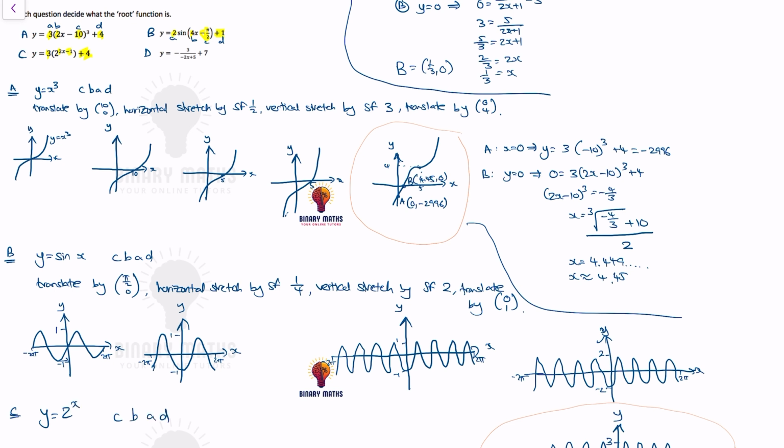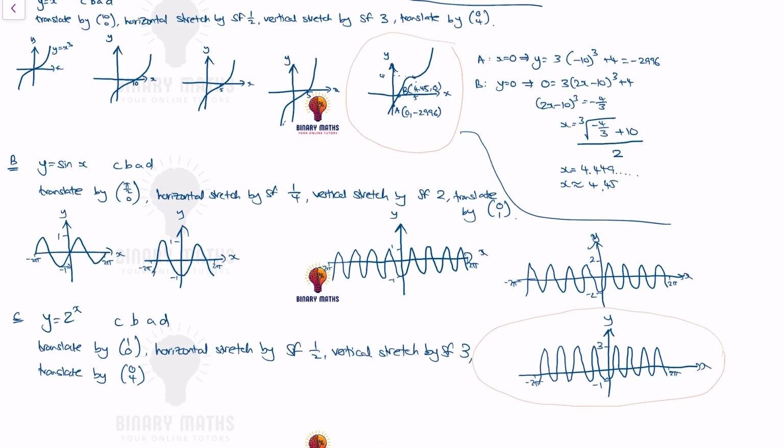Then the first thing is, if I label it A, B, C, D, C is a translation, so translate by, it says -1, so that means it's going to be 1, 0. And then it's B, which is 2x, so it's a horizontal stretch by scale factor, the reciprocal of 2, which is a half. Then it's A, which is 3, so it's a vertical stretch by scale factor 3. And last thing is the D, which is +4, so translate by 0, 4.